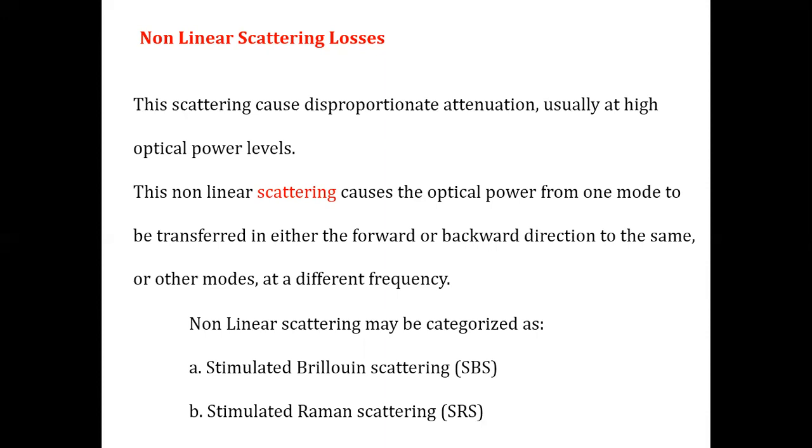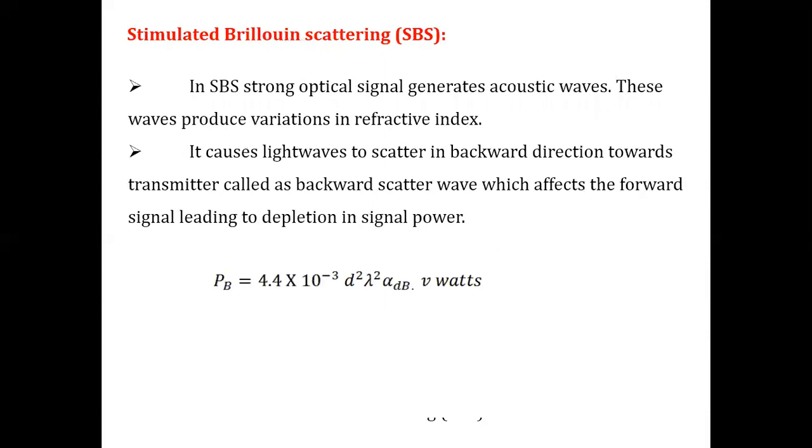Here we have two types of nonlinear scattering. One is stimulated Brillouin scattering and another one is stimulated Raman scattering. Let us see what we mean by stimulated Brillouin scattering. It is the modulation of light through thermal molecular vibration within the fiber. Brillouin scattering occurs when we are modulating the light through the fiber. Due to the thermal molecular vibration, the light gets scattered. This effect is called stimulated Brillouin scattering.